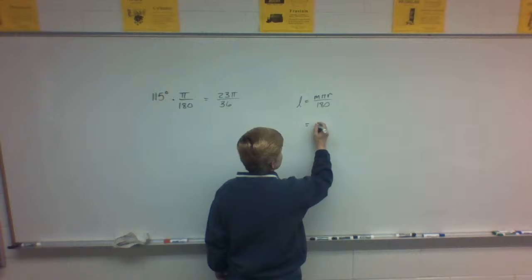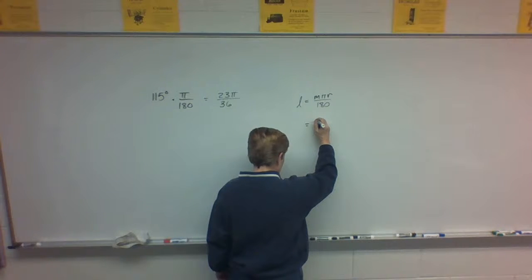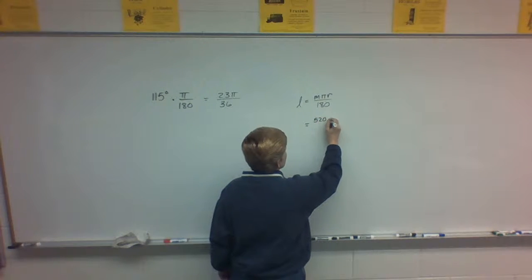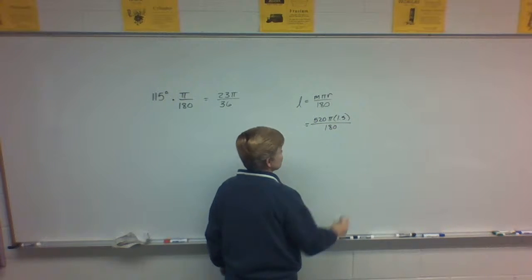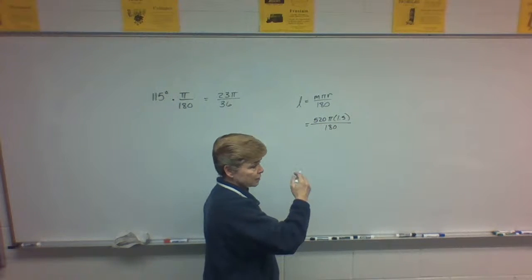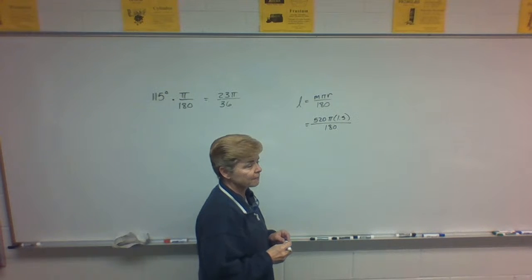So we could do this by taking what did I say, 520? Yeah. 520 pi times 1.5 over 180. That should give you the same answer. Check it out, for those of you who reasoned it, and maybe use this and see if you don't get the same thing.